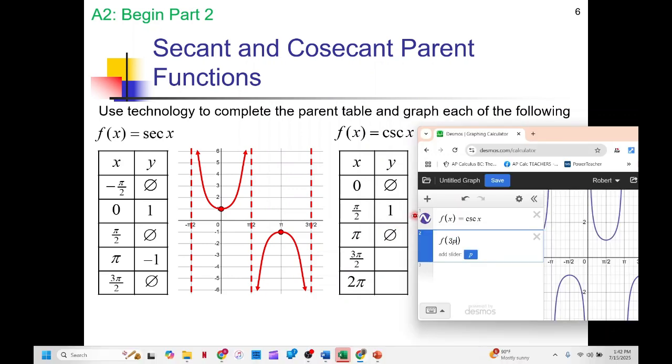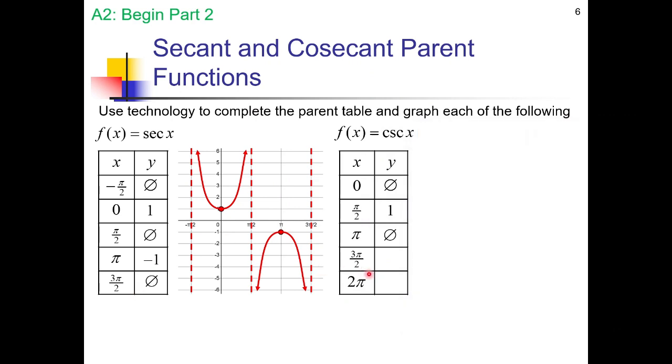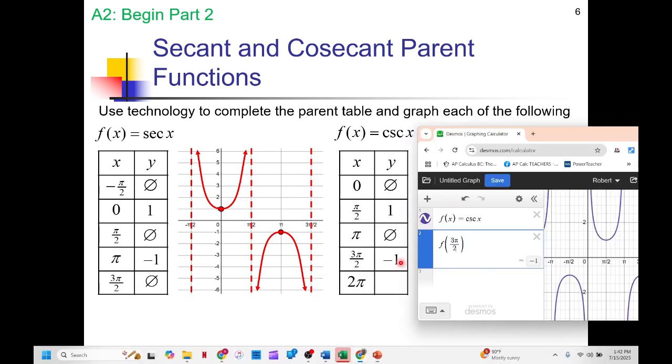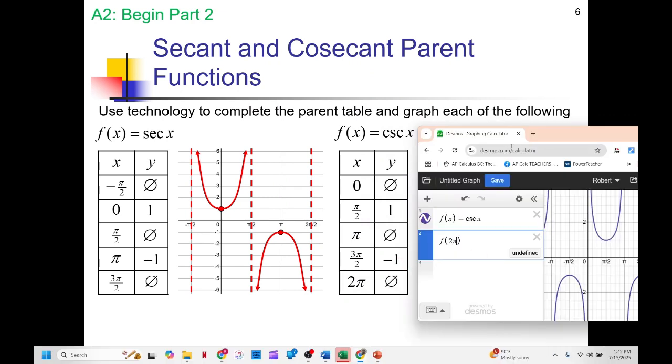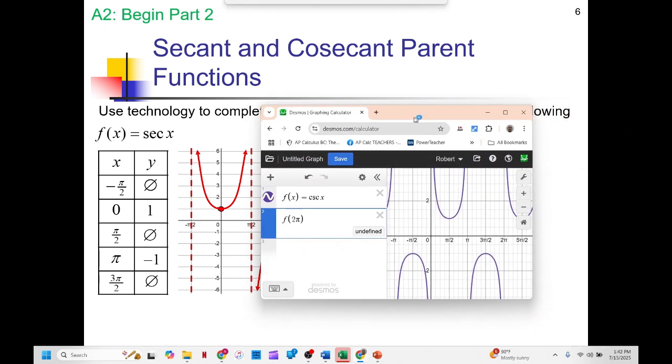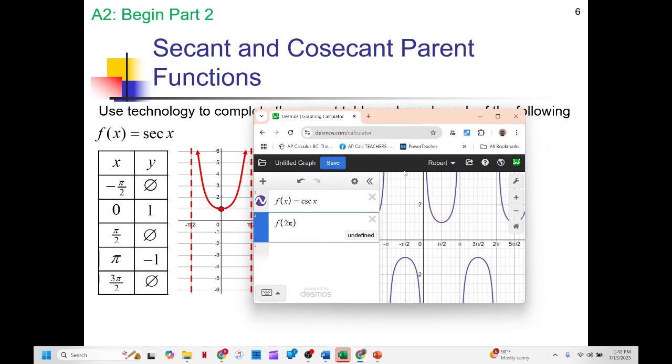And then 3 pi over 2 is -1. That came out undefined last time, but now we've got -1. And then if I plug in 2 pi, that is undefined. And then just taking a look at this graph, which we can see now, it's basically the same as secant, only it's been shifted over.